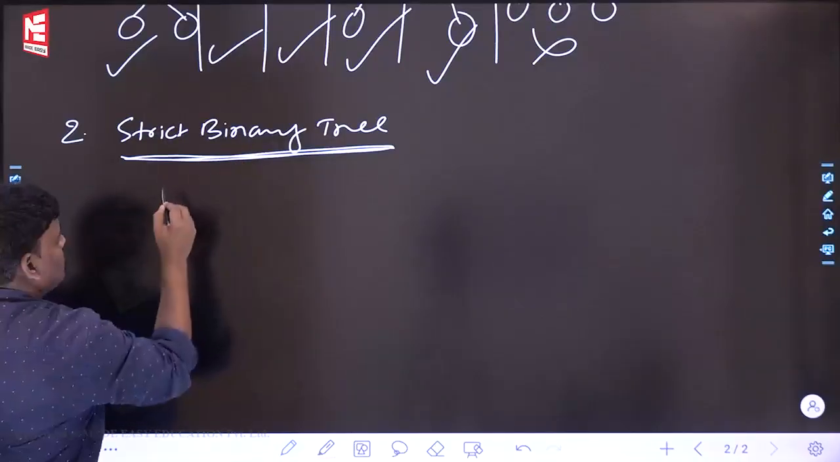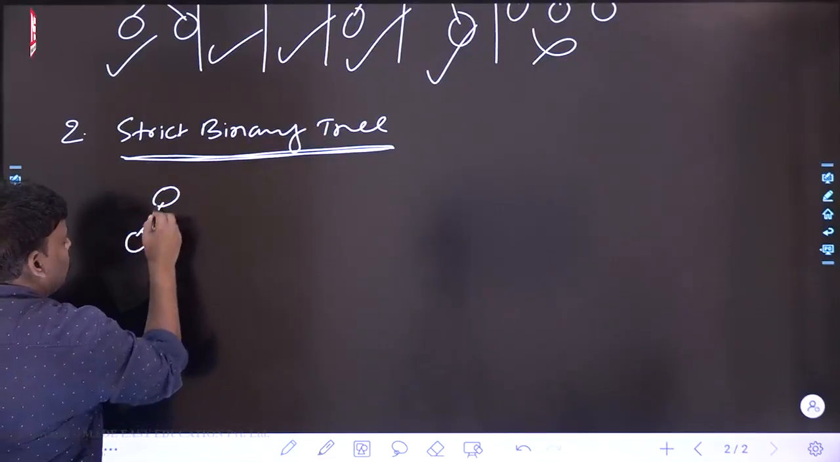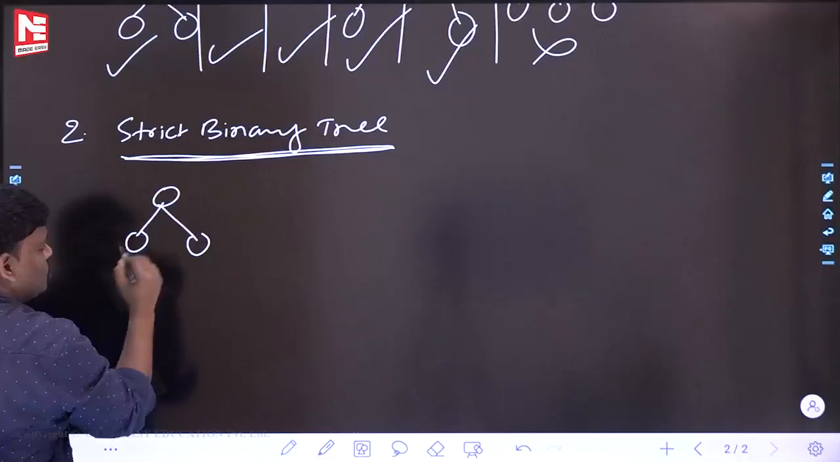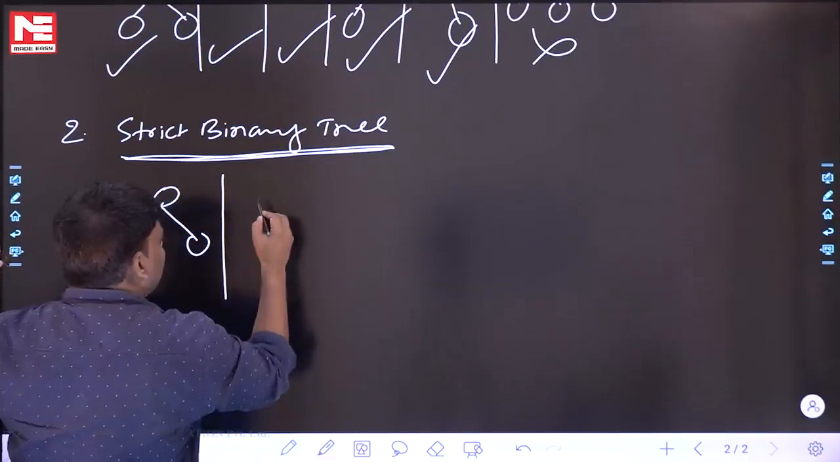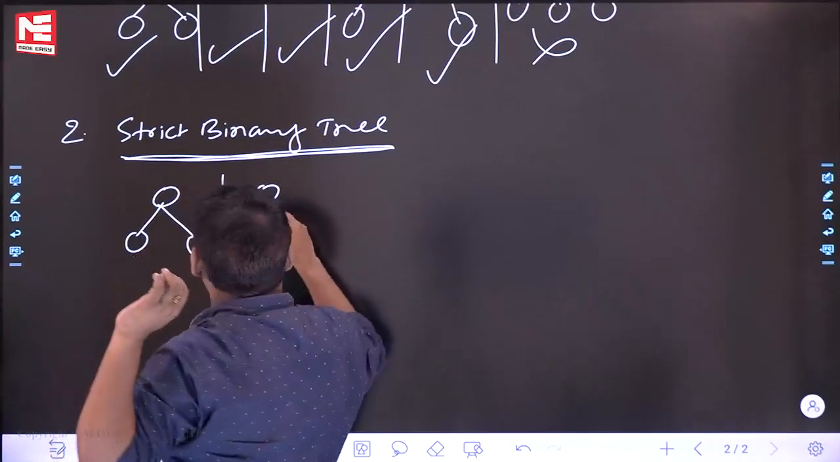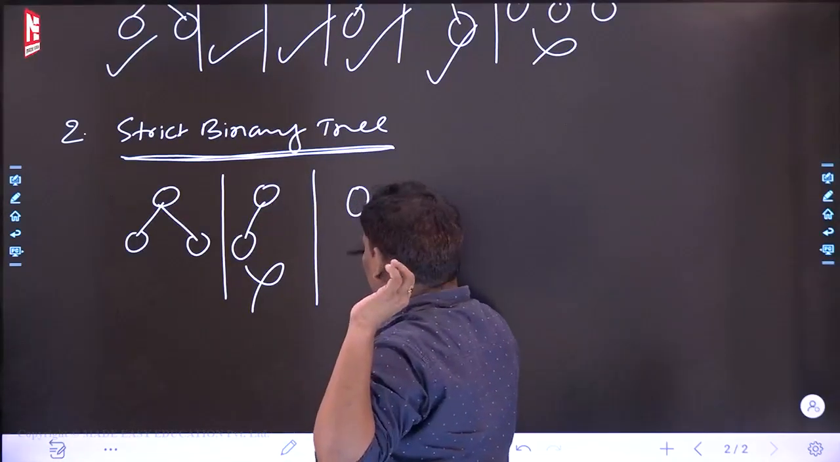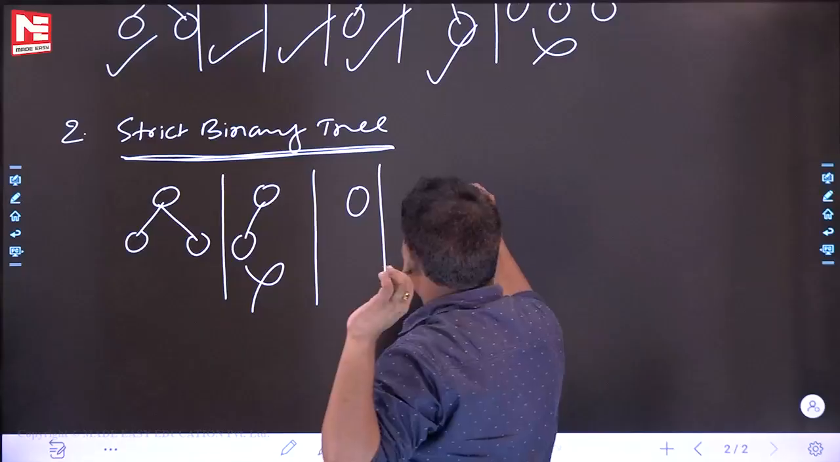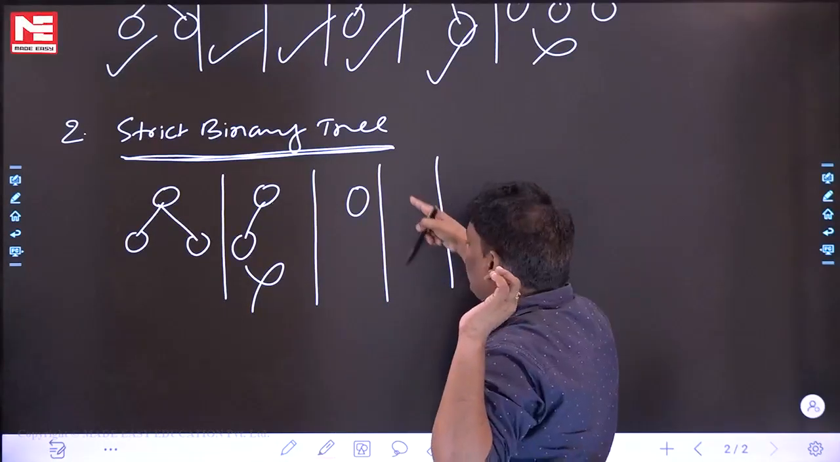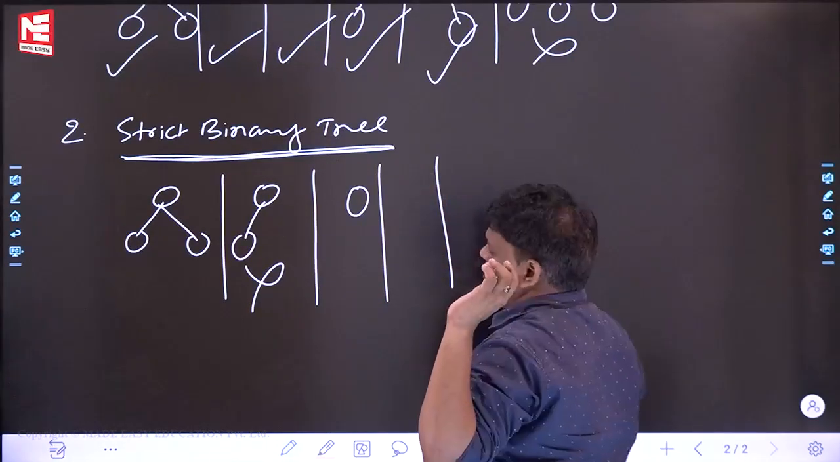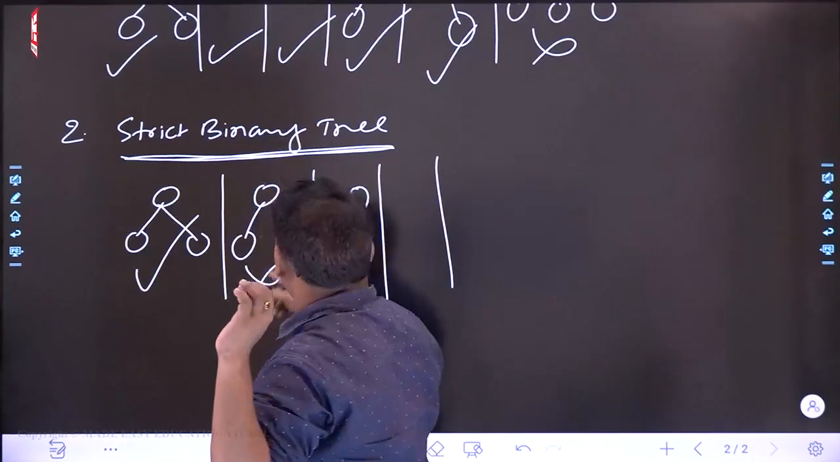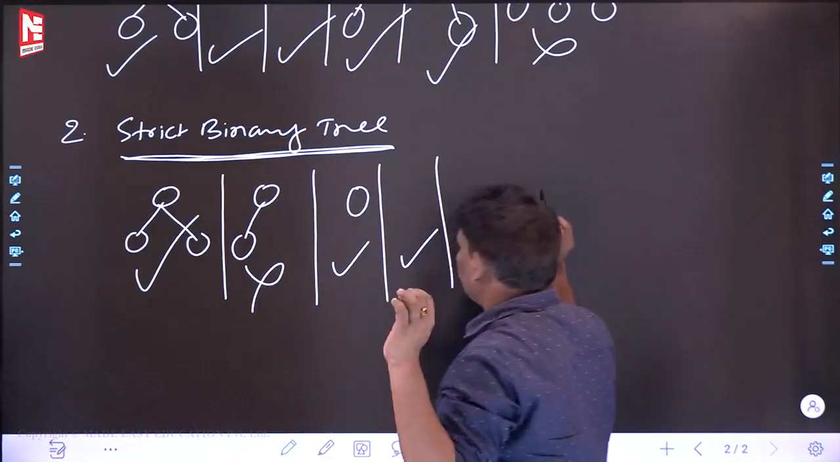If you want, I will give you an example also. See this one. It is a strict binary tree. What is the reason? Each node is having 2, 0, 0. Next one. It is not a strict binary tree because one node is having 1. Next one. It is a strict binary tree because it has 0. Next one, it is also a strict binary tree because it is not failed. Not failed means pass only. It is a strict binary tree. It is also a strict binary tree.